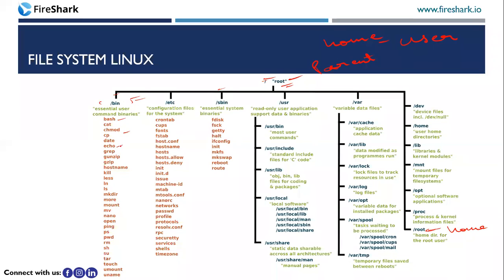Then we have date, and echo to simply print any word, like we use printf in Python, to print anything, okay? Then we have the grep command, hostname command, kill process. So these are multiple commands and we will see them in some time, okay? Then we have etc, okay?